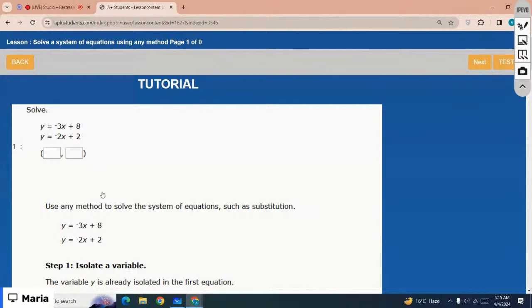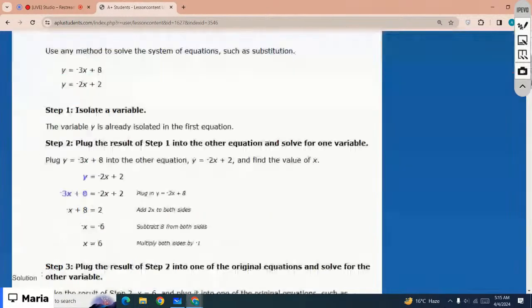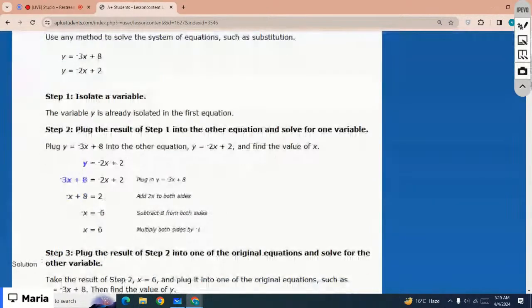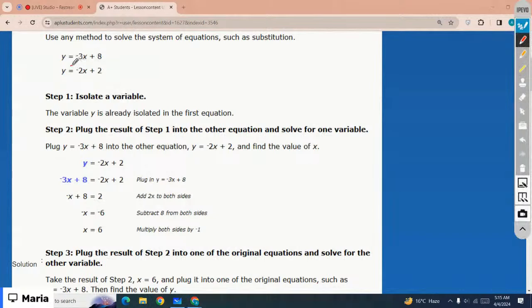Here, the substitution method is used, right? So y equals negative 3x plus 8 and y equals negative 2x plus 2. You have to isolate the variable y. For both the equations, the variable y is already isolated, you can see here. y equals negative 3x plus 8 and y equals negative 2x plus 2. They both equal y, that means you can equate them.